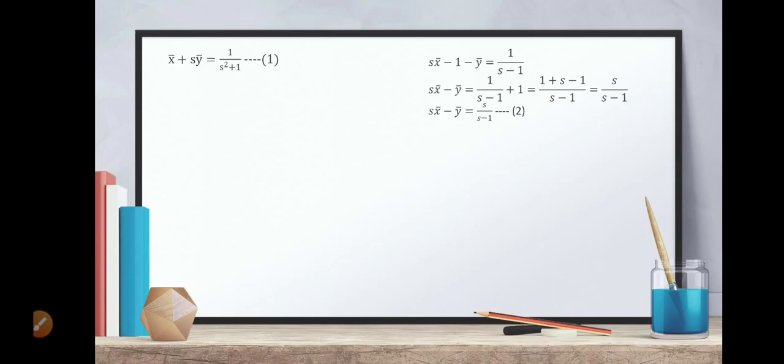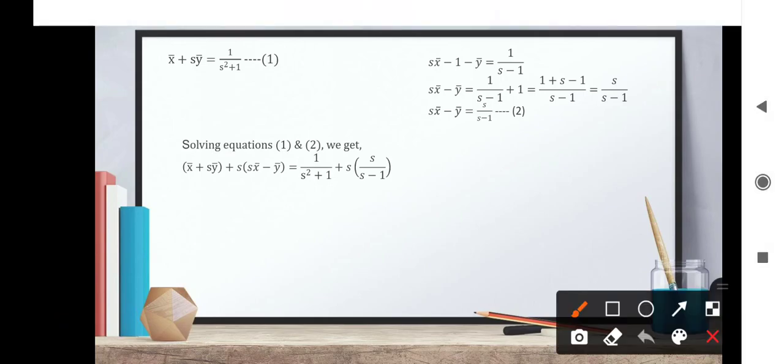Now here we have to eliminate any one of the unknowns to find the value of another unknown. So solving equations 1 and 2 simultaneously, we get this step. See what I have done here. Here s y bar is present in first equation and in second equation only minus y bar is present.